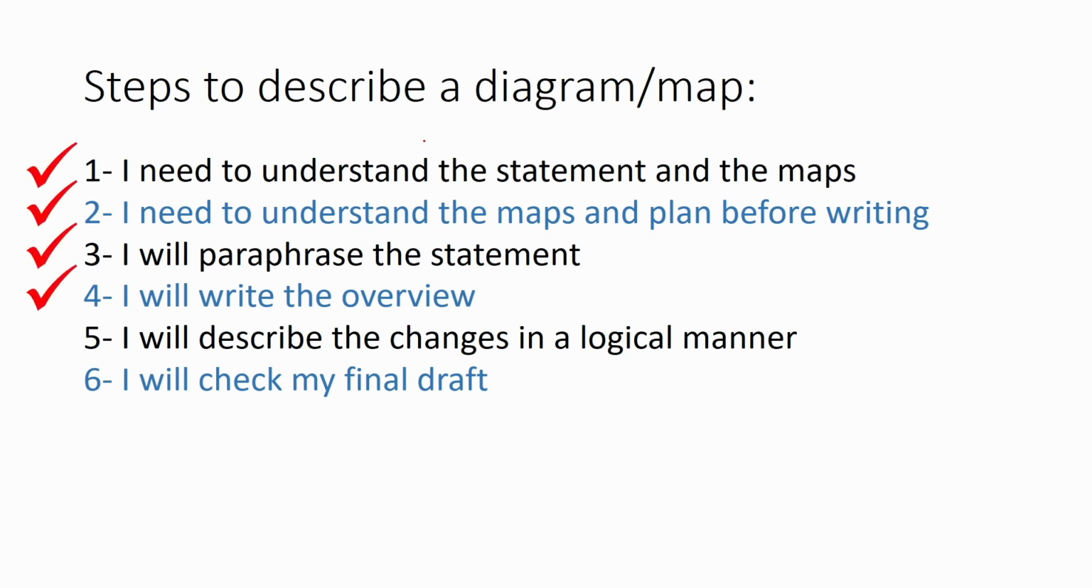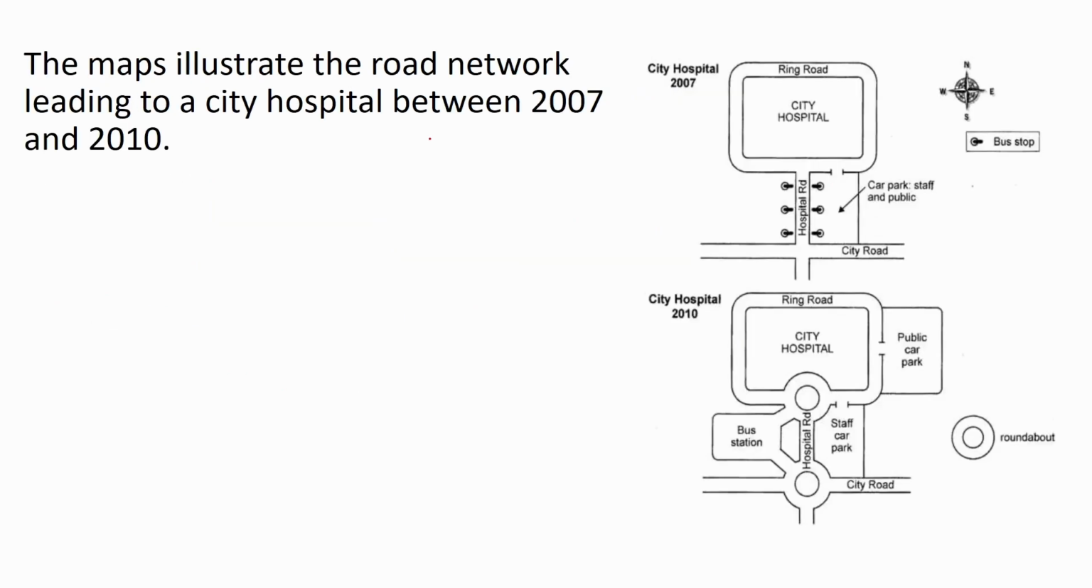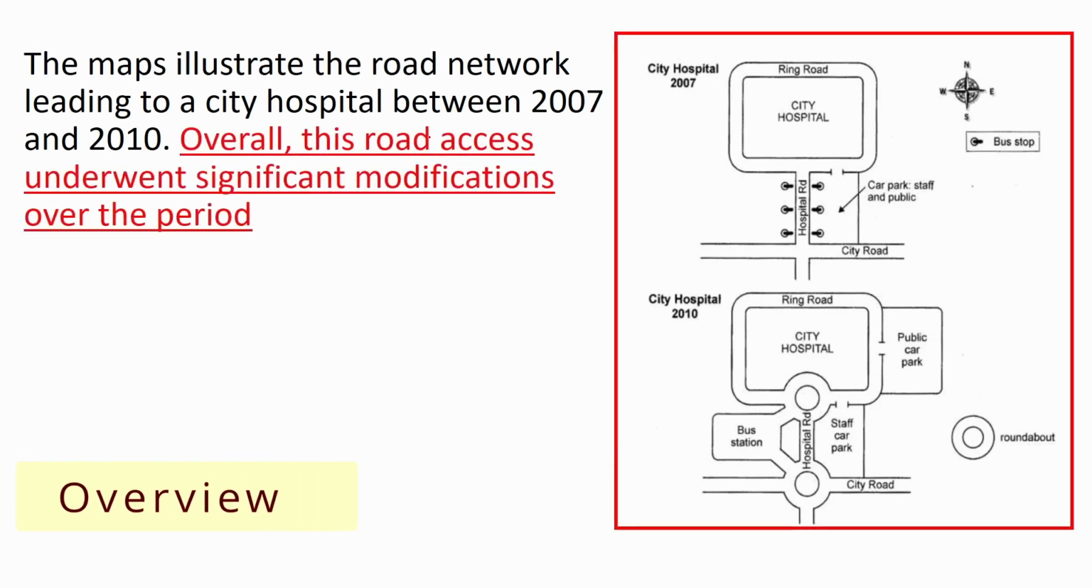Now, step 4 is to write the overview. We talked about the overview earlier, so we said that the area changed a lot. But writing that is not enough. I mean, it may be considered as a lazy overview. So first, let's write that, and then I will tell you what to add to make it a good overview. So overall, this road access underwent significant modifications over the period. So this is the formal way to say it changed a lot.